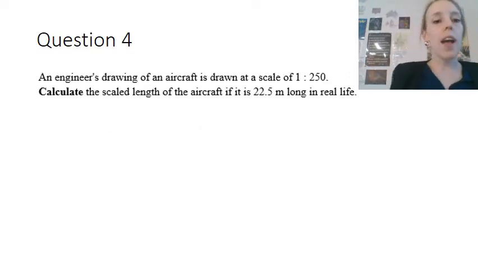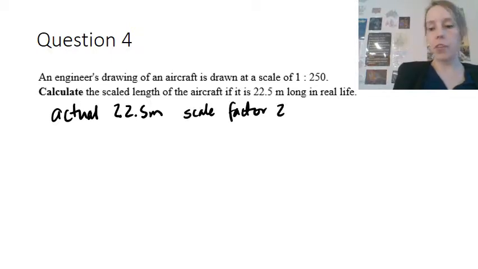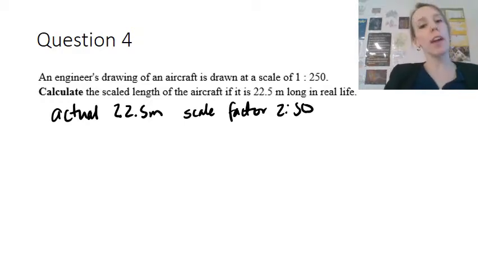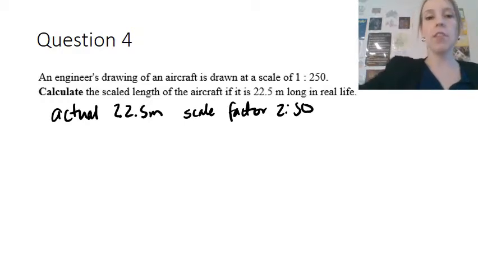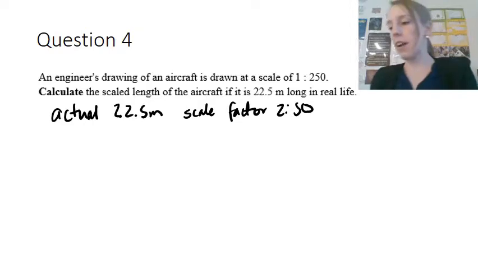So question 4, an engineer's drawing of an aircraft is drawn at a scale of 1:250. Calculate the scaled length if the aircraft is 22.5 meters long in real life. So we've got the actual length, 22.5 meters, and we've got the scale factor, which is 250. If I'm going from actual length to drawing length, I have to divide. So I'm going to have to divide my actual length by my scale factor.